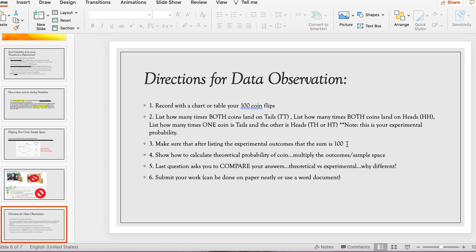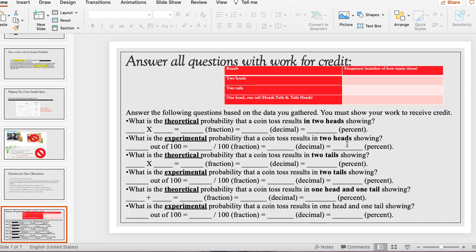You are going to then submit your work. It can be done on paper as long as you write very neatly, or you can use a Word document. Okay? If you are using what Miss Dannon created, this will help you immensely. I cut and pasted her questions, and she's given you a little template to follow in order to answer the questions, okay?